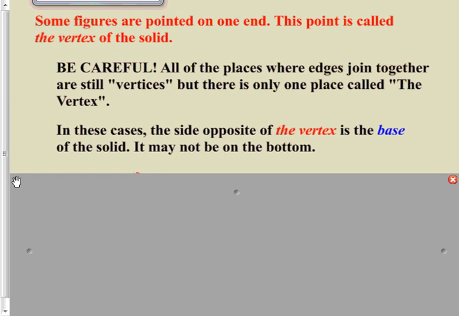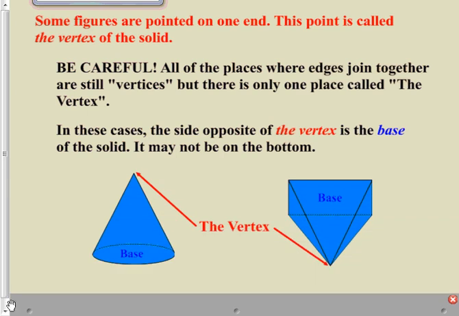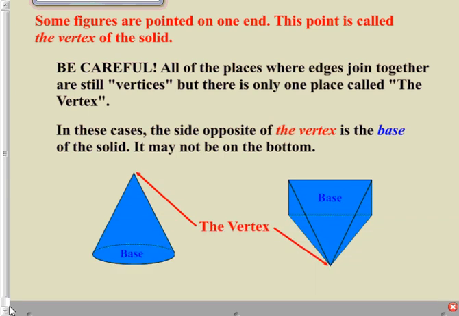In the cases of the figures that do have the vertex, the side that is across from the vertex is what we call the base of the solid. And it's important to remember in geometry that the word base does not have anything to do with being on the bottom. The base can be anywhere. It is a position that has properties that are attached to it.